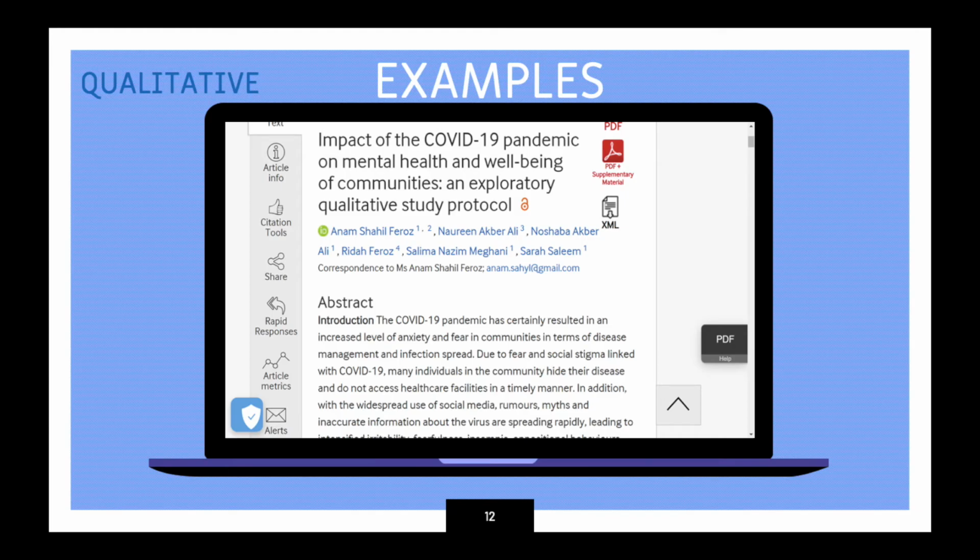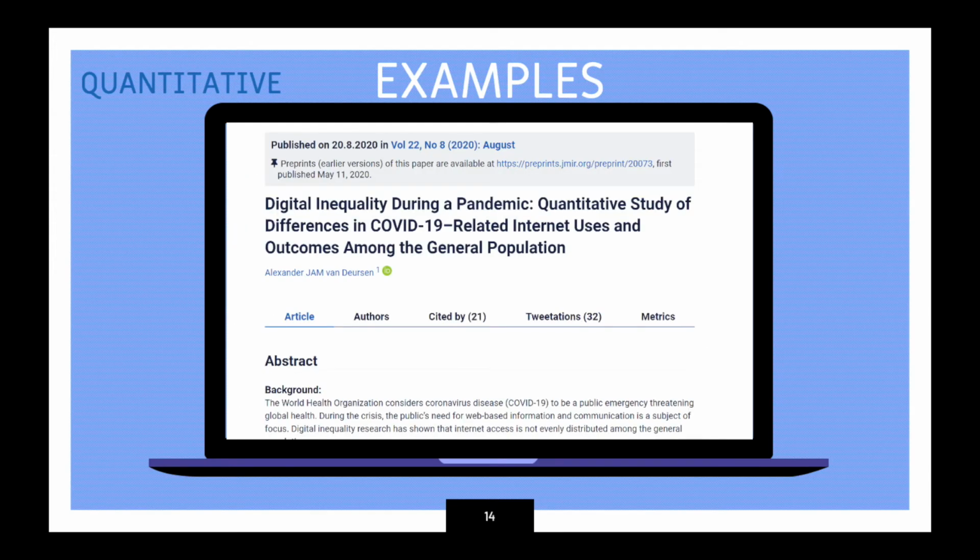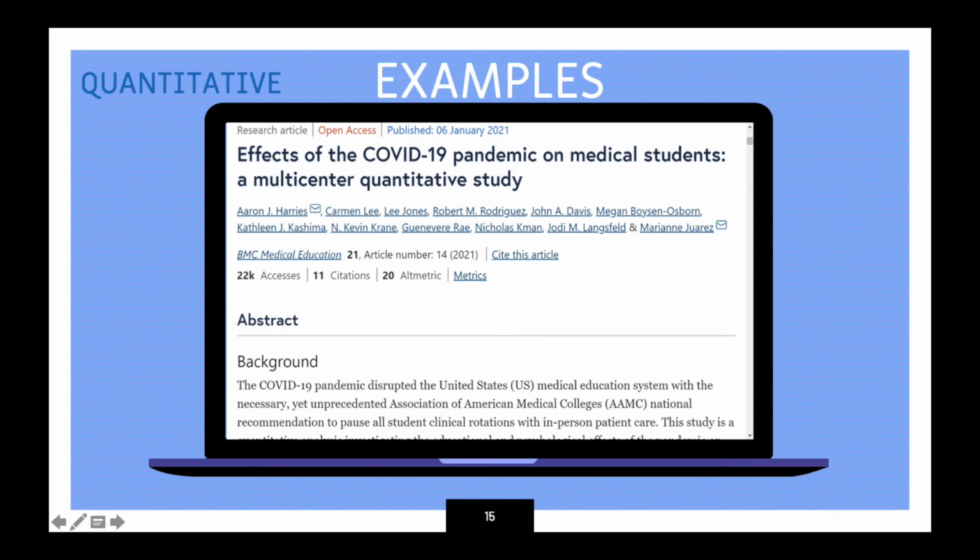Here are some examples of descriptive research. For qualitative, we have the impact of the COVID-19 pandemic on the mental health and well-being of communities, an exploratory qualitative study protocol, and the challenges and opportunities from the COVID-19 pandemic in medical education, a qualitative study. For quantitative, we have digital inequality during a pandemic, a quantitative study of differences in COVID-19 related internet uses and outcomes among the general population, together with the effects of the COVID-19 pandemic on medical students, a multi-center quantitative study.